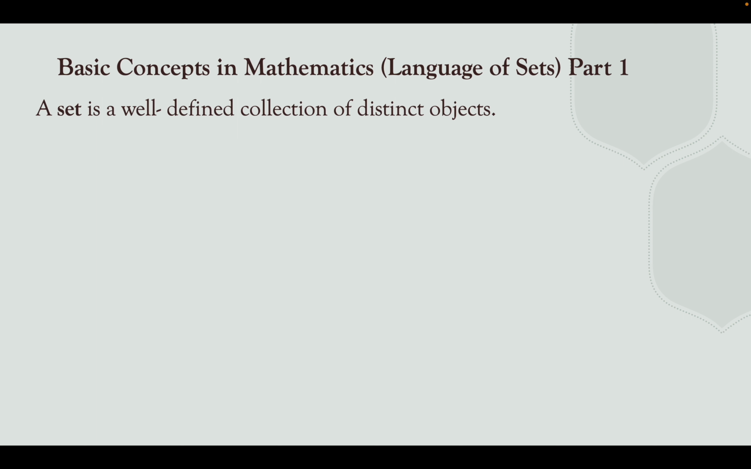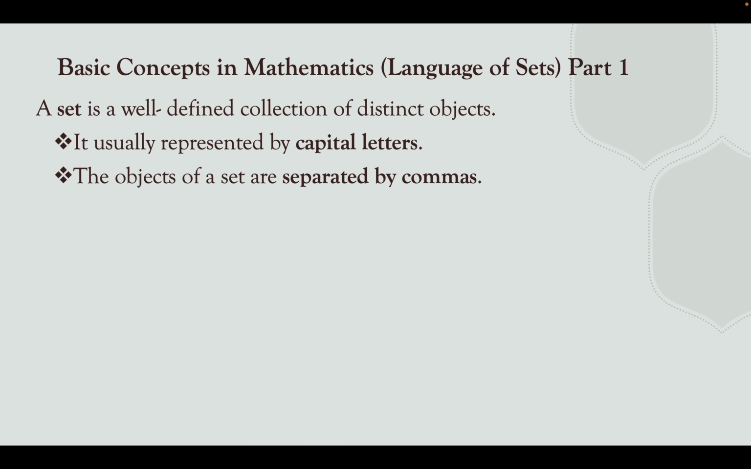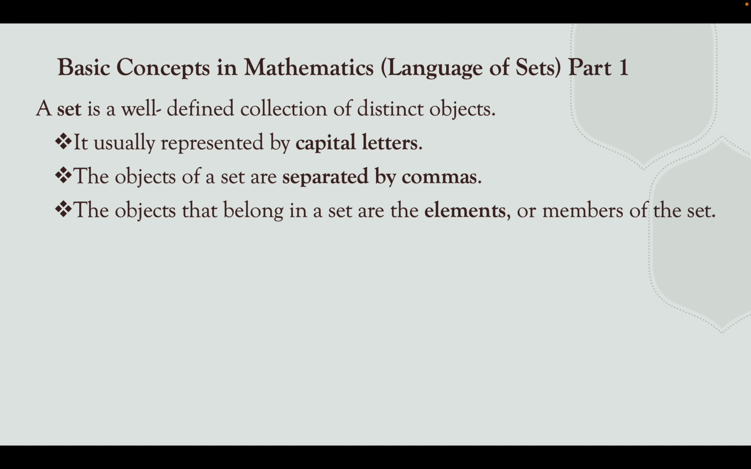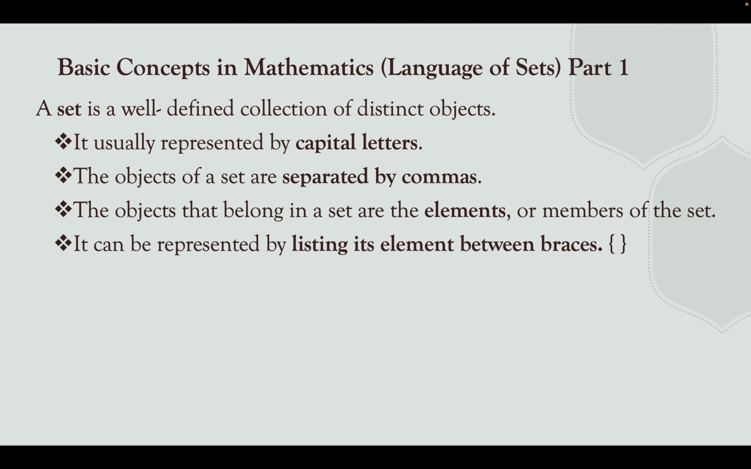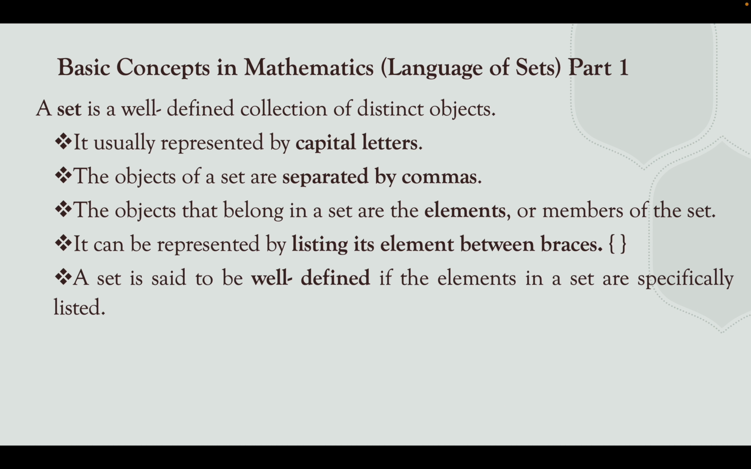Let us first define what a set is. A set is a well-defined collection of distinct objects. These are the things we need to remember, class. If we write a well-defined set, it is usually represented by a capital letter, with the objects of the set separated by commas. The objects that belong to a set are the elements or members of the set. It can be represented by listing its elements between braces. A set is well-defined if the elements of the set are specifically listed.